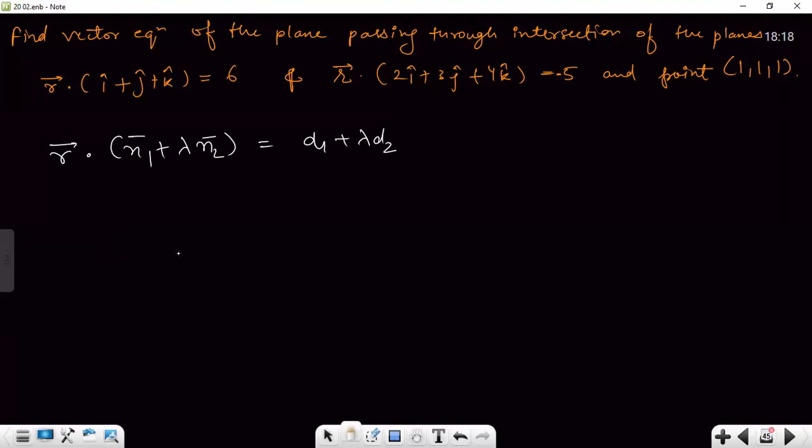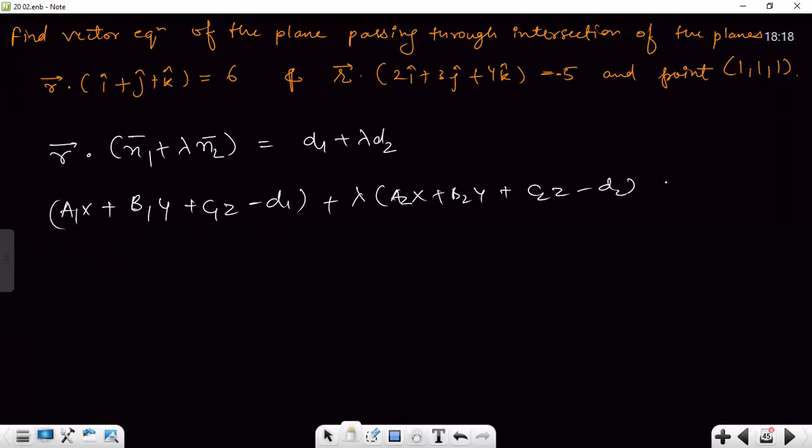So let's recall what the Cartesian formula was. For Cartesian form: A1x plus B1y plus C1z minus D1 plus lambda into A2x plus B2y plus C2z minus D2 is equal to 0. Let's bring this to the right hand side; this will become negative. From here, we can directly find the lambda. So that's why Cartesian form is better.